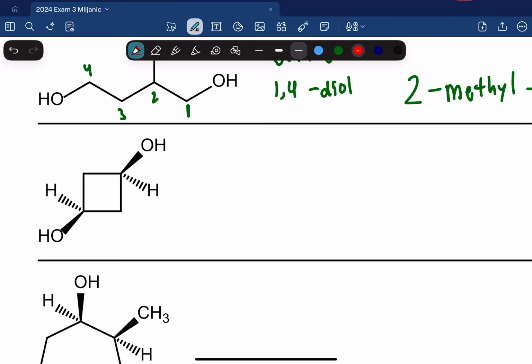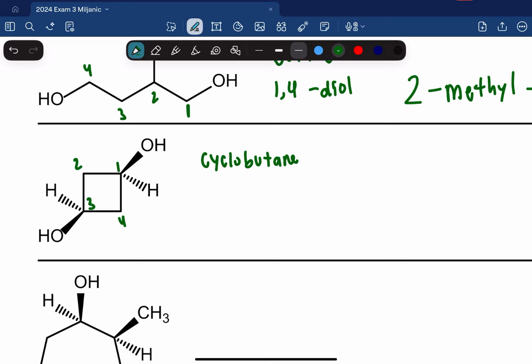Okay, this next one, we see we have a ring. So we're gonna be including something like cyclo, but let's go ahead and number this. So you can start here or here. Of course, you want to give 1 to the substituent. So this is 1, 2, 3, 4. Now, first we can label the parent. So this is a cyclobutane because it's a 4-carbon ring.